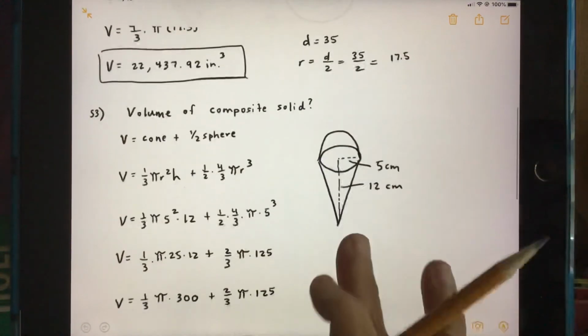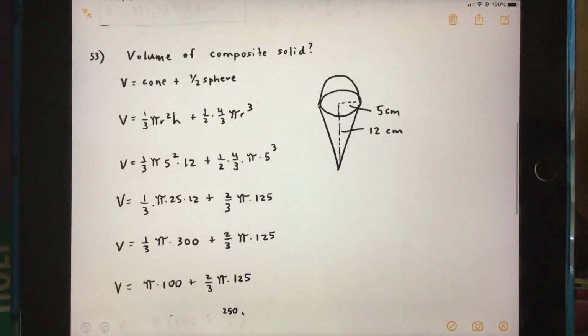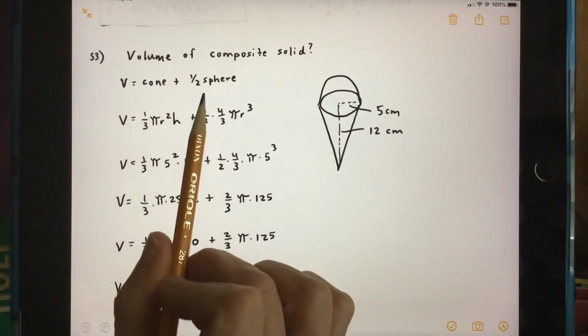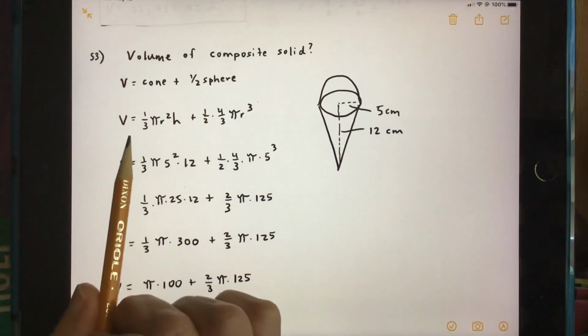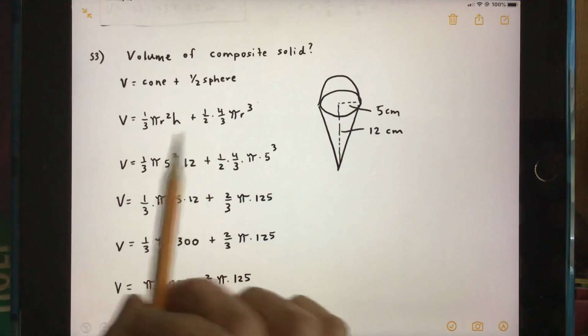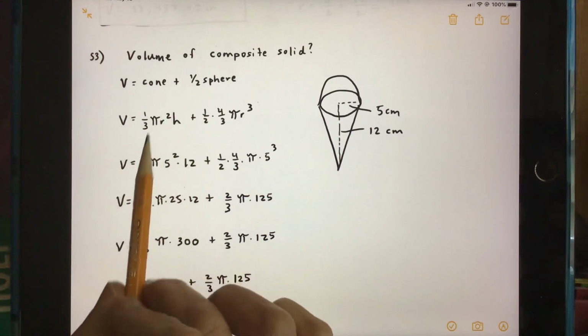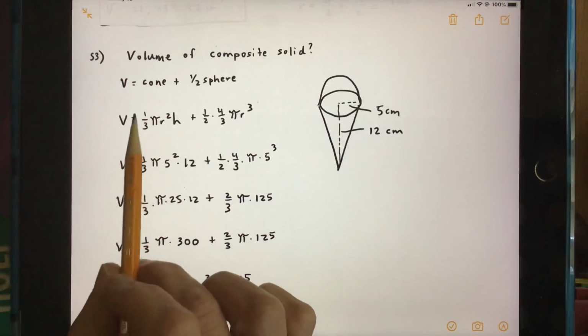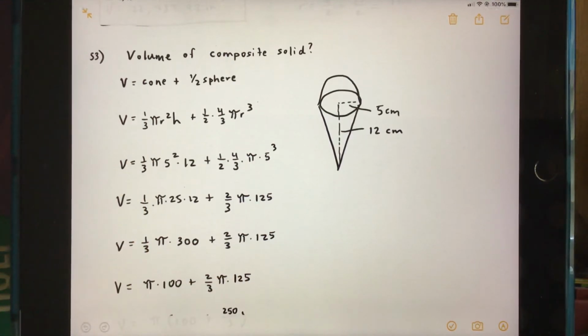All right, last problem. What is the volume of this composite solid? We can see it's a cone, and it's a half of a ball shape, half of a sphere, put together. So to find the volume, we'll have to find the volume of the cone plus the half of the sphere. The volume for a cone is 1/3 pi r squared h. And so we remember that from a previous lesson. Remember, anything that's coming to a point, such as a cone or a pyramid, you'll see that 1/3 that will precede the rest of the formula.